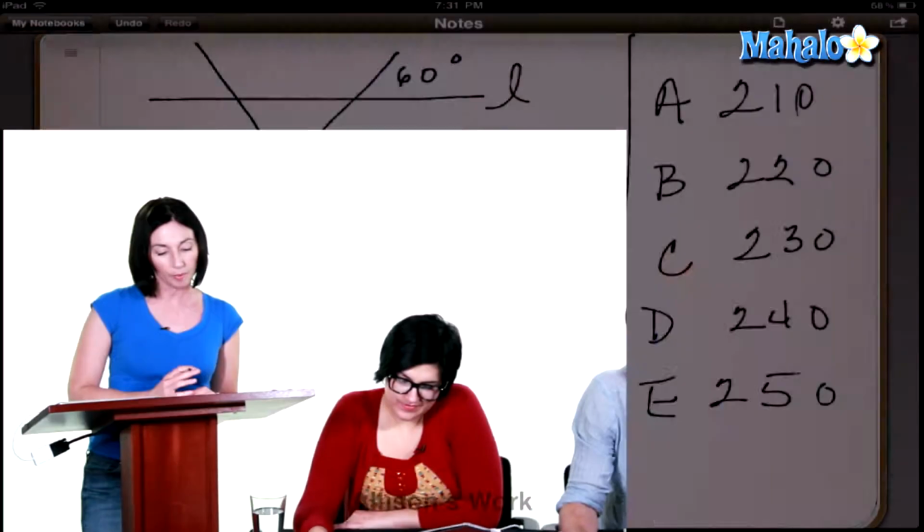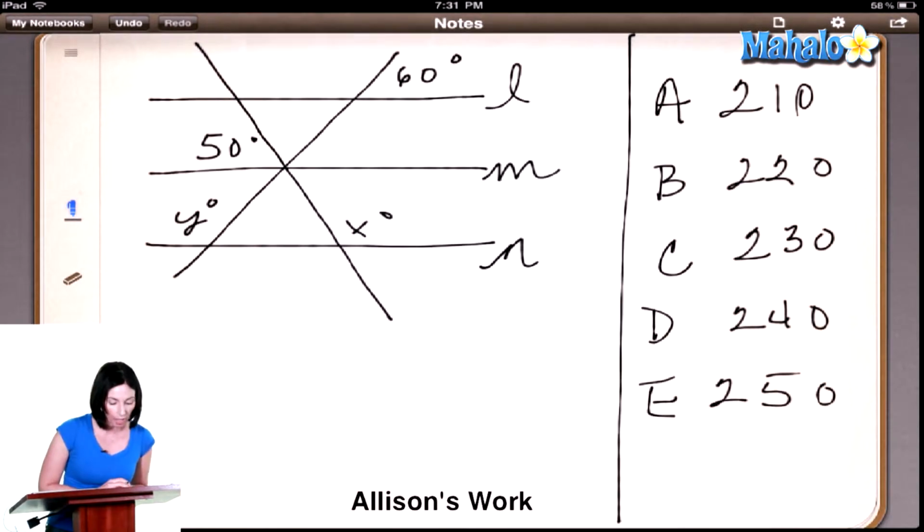So let's get started. Let's take a look at problem number 20. There's a diagram there, and it says, in the figure above, 5 lines intersect as shown. If lines L, M, and N are parallel, what is the value of x plus y? Any ideas? No. Okay, well, let's talk a little bit about some of the theory that you can use for this one.